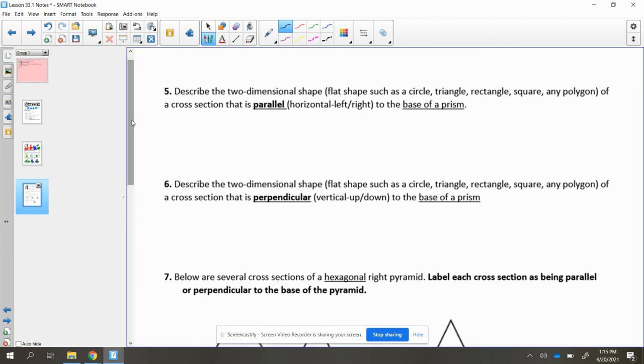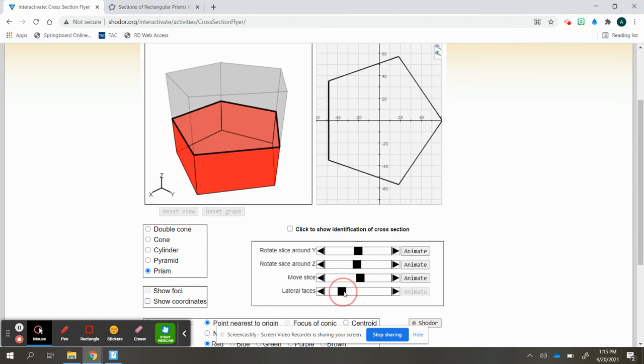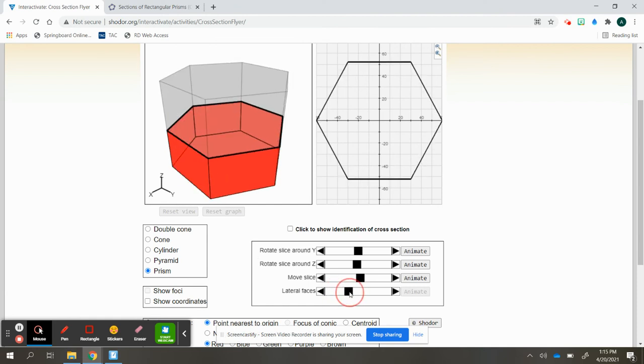So now looking at these, if we were going to cut a prism parallel to the base, what would it be? Well, again, if we go back to this example, and let's say we have a different size base. Let's say we have a hexagonal prism. If we slice parallel to the base, so parallel to the base is the same direction. If we slice into it this way, notice no matter where we are slicing this, it's that same exact shape as the base.